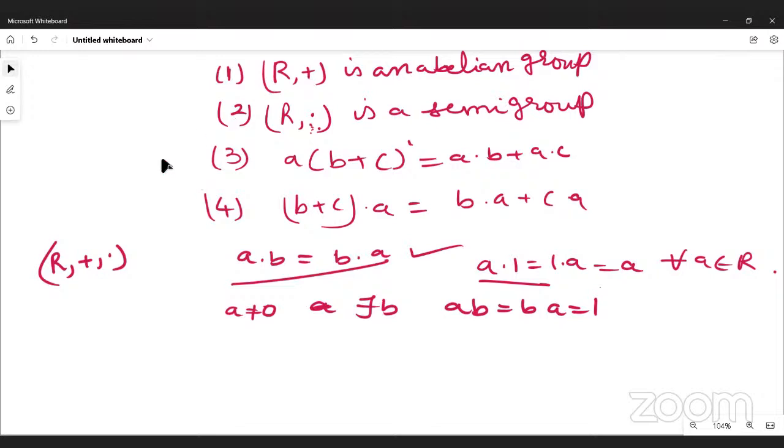So students, next week we are going to learn some more properties.